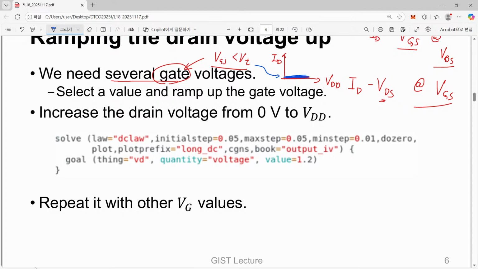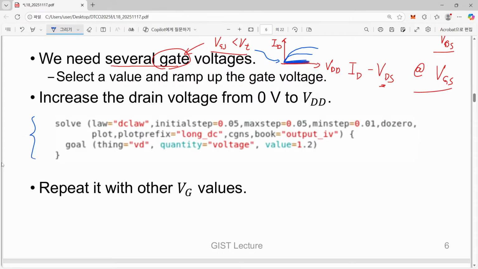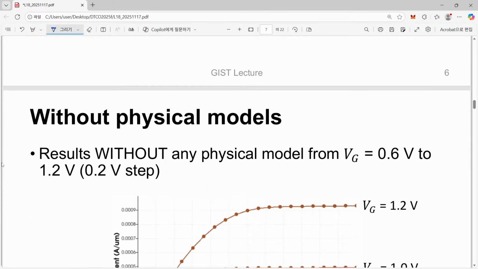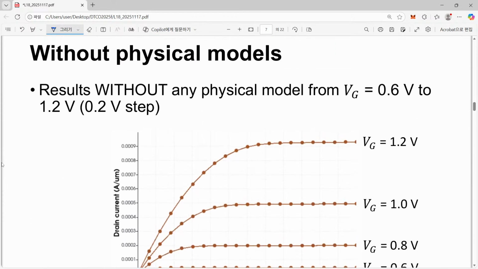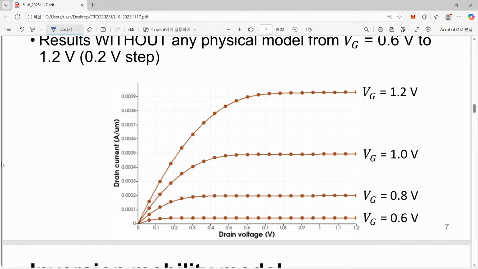But once you apply a gate bias voltage higher than the threshold voltage, then you will have the well-known output behavior that can be simulated by this kind of solver routine. Now, even in this case, without physical models, you will have this number. For example, here we have VGS of 0.6 volt, and if we reduce it further, then we will have just a horizontal line which cannot be distinguished.